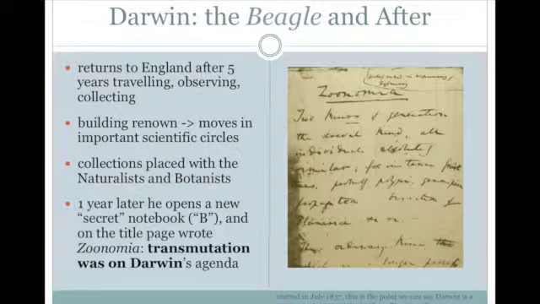Zoonomia was the title that his grandfather, Erasmus Darwin, had given to one of his evolutionary works, and obviously with some degree of irony, Darwin himself adopts the title and indicates that he started thinking about speciation. He started questioning the idea that all species were fixed and created by God at some time or another. The species transmutate or evolve.